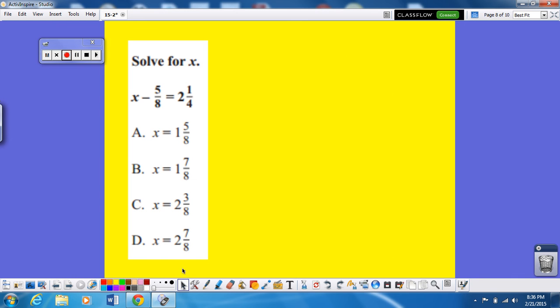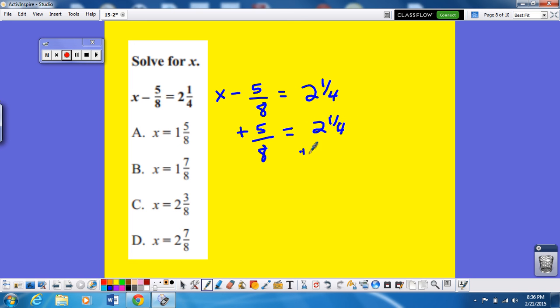Okay, here's another one that I've taken straight from DEA, just to show you that you've been doing problems like this all year. It just gets a little confusing if you don't want to take it step by step. Okay, so on one side of the equation, we have x minus 5/8 equals 2 1/4. Okay, I need my x to be by itself. So this is the side I'm going to have to figure out what to do with. Because it's subtracting, I'm going to add. Okay, so I'm going to add 5/8 to this side, and I'm going to add 5/8 to this side.